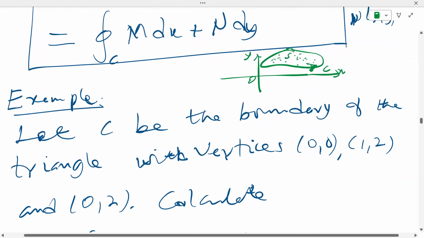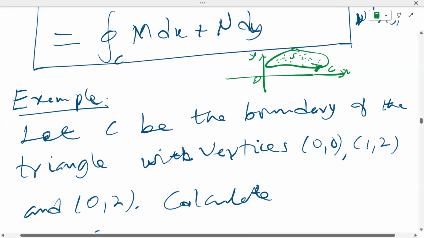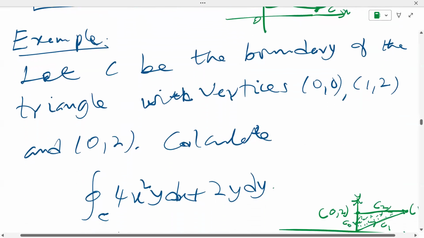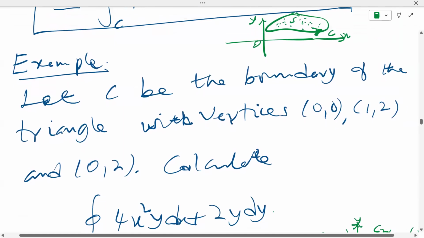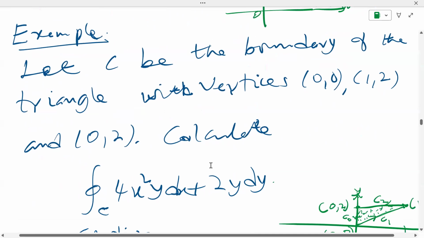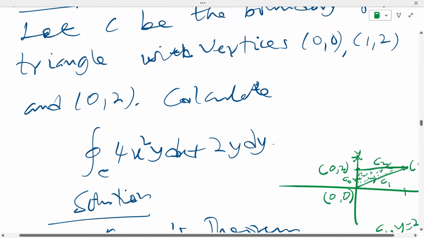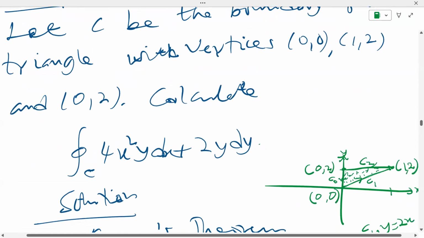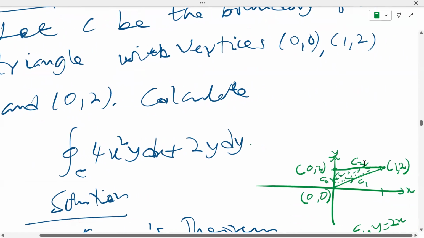All right. So let's look at one of the questions over here. Let C be the boundary of the triangle with vertices (0,0), (1,2), and (0,2). Calculate our expression here. First, we need to sketch it. So we have our (0,0), and then we have (1,2), we locate it, and we also have our other vertex over here. So this is the triangle that we are talking about.